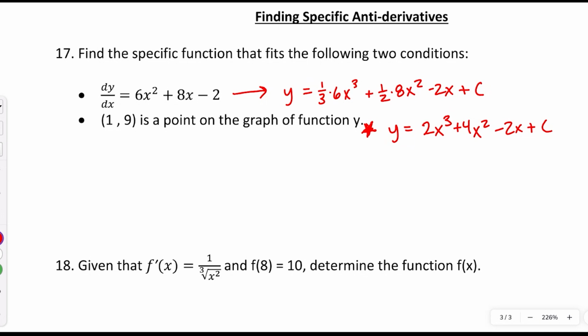But if I need (1, 9) to be a coordinate on that function, I need to figure out what c has to be. So when you find a particular solution, if the directions ask you to find a specific or particular solution to a differential, they're going to give you some coordinate or some information about the original one. You're going to plug that into x and y and figure out what c is so that you can write the full equation. So I'm going to substitute 1 in for x and 9 in for y.